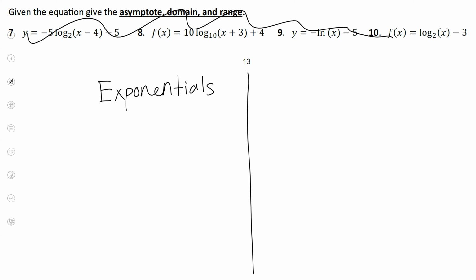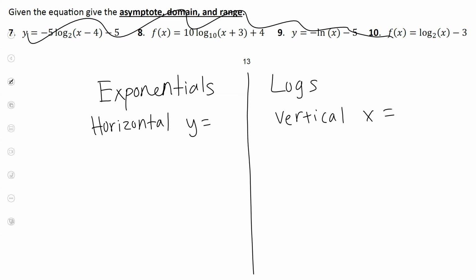what do you know about the asymptote for exponentials? Yes, it's horizontal, good. And it'll always be a y equals. What about for logs? It's vertical, and what's the equation? x equals. What is always all real numbers for exponentials? The domain. The domain is always all real numbers. What is all real numbers for logs? The range, good. Please write down the differences. Maybe on the very front of your packet, please write down what the differences are. As long as you have this memorized, you're gold.